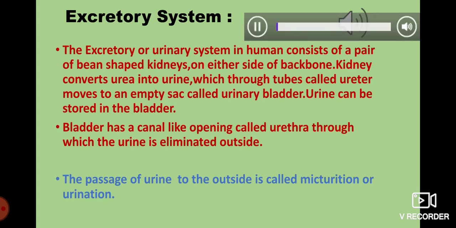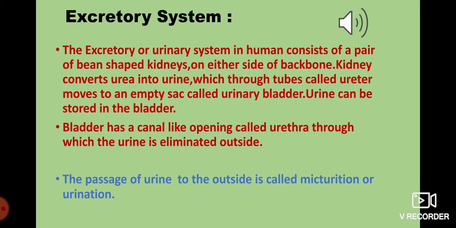The excretory system, or urinary system, in humans consists of a pair of bean-shaped kidneys which are located on either side of the backbone. You have the backbone, which you can also call the vertebral column or spinal cord. On either side, left and right, one kidney is present, and these kidneys function in converting urea into urine.